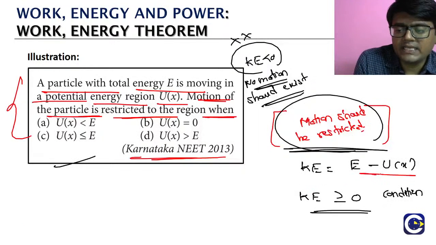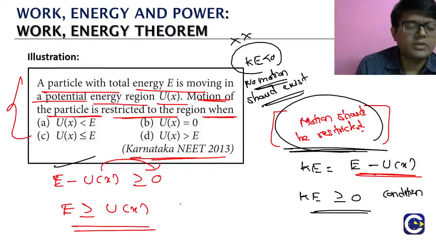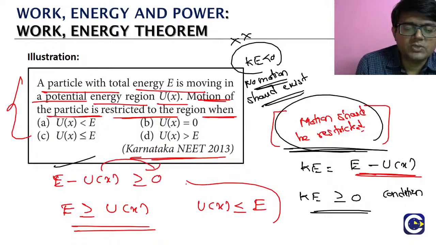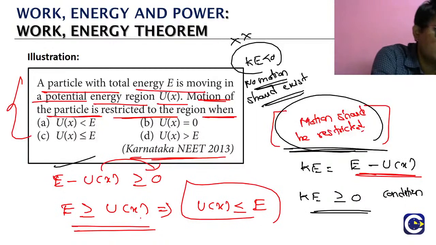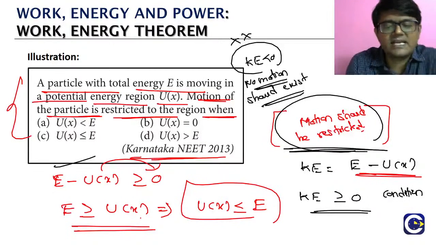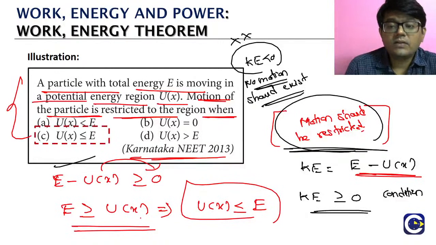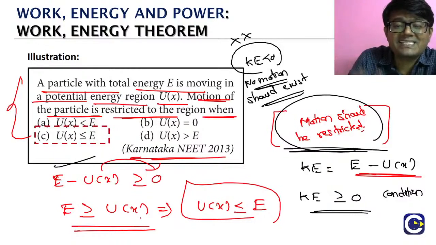பாருங்க, what is the kinetic energy relation? E minus Ux is more than or equal to 0 means E இது நம்ம ரைட் சைடு எடுத்துட்டு போனா minus will become plus. E is more than or equal to Ux, or we can say Ux is less than or equal to E. இப்படி சொல்லலாம். Either E is more than or equal to Ux or Ux is less than or equal to E. Okay வா? So this is the condition for which motion of the particle is restricted inside the region.